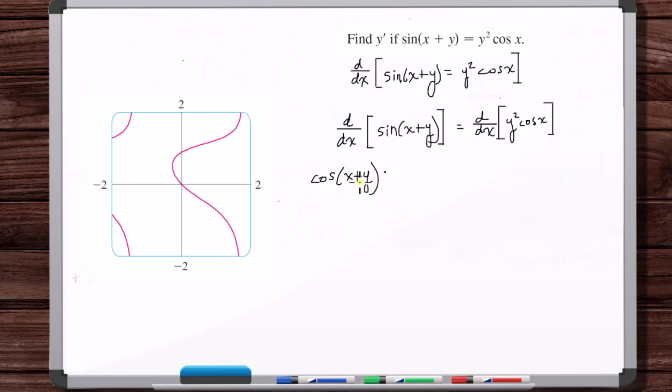If that was just x, well, that dx is 1. This is not just x. So we say, what is the derivative with respect to x of that something, of x plus y? The derivative with respect to x of just x is 1, plus the derivative with respect to x of y. That's dy dx. You could put dy dx, that's fine, but I'm just putting y prime. All of this times that. Okay, what do we have here? We have a function of x times another function of x. Product rule.